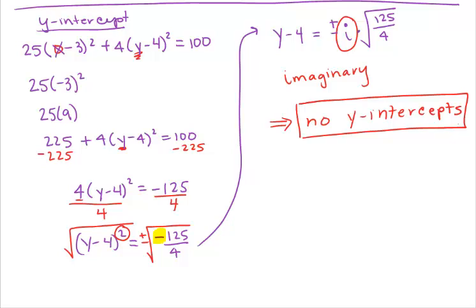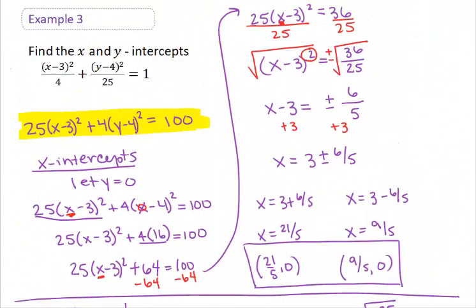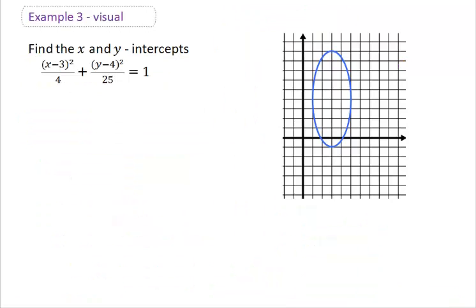Now let me show you a visual of this last example that we've been working on. Our problem was all of this up here. This actually graphs into an oval shape, or what we call an ellipse. And this is the version that we got here. And this is the graph of this oval or ellipse that goes with this equation.